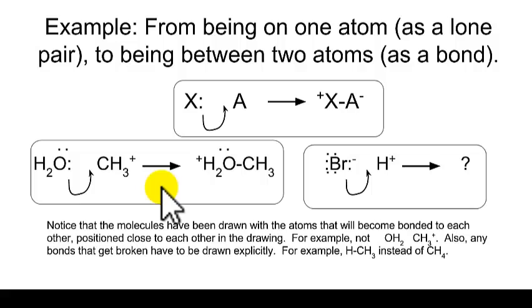And the other thing, like I said, you really need to draw out the lone pairs if they're going to be important in the reaction, and you really need to show explicitly any hydrogens or other atoms that are going to become bonded or lose bonds.